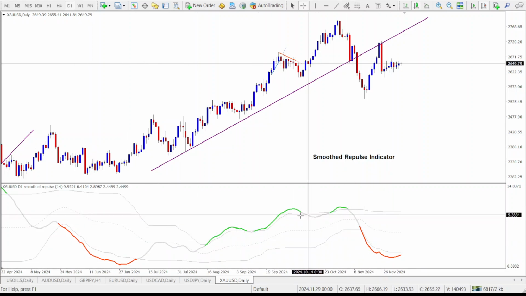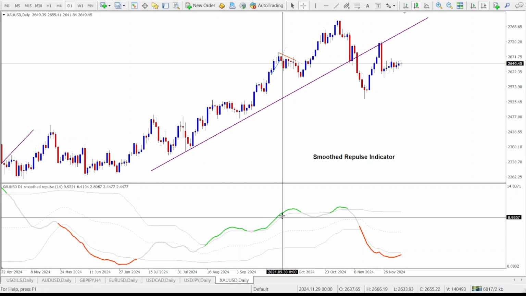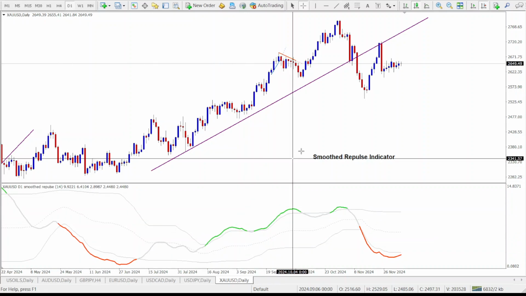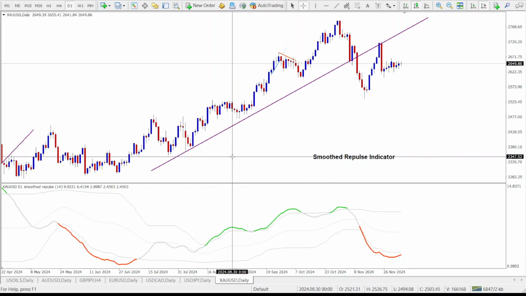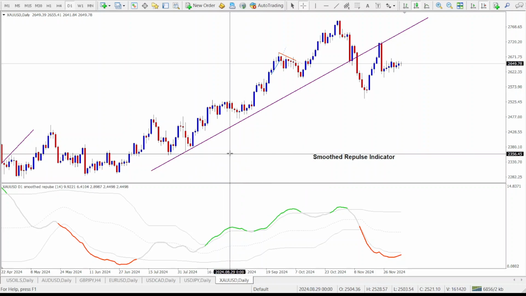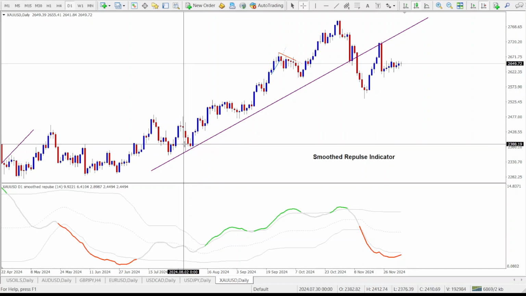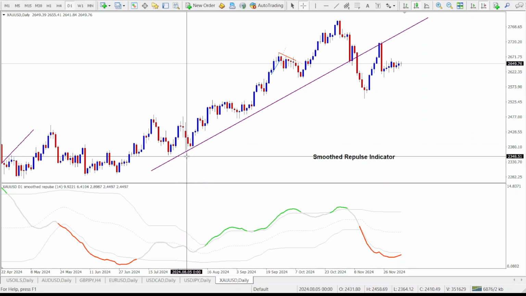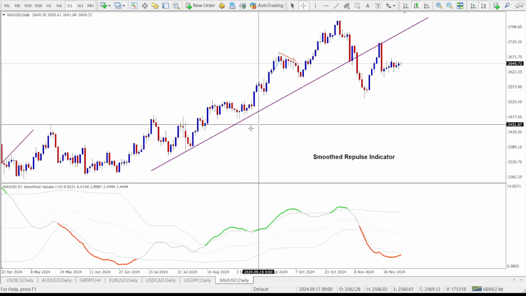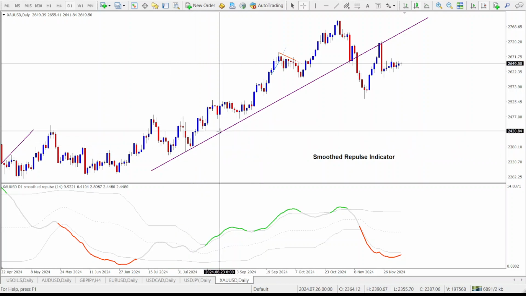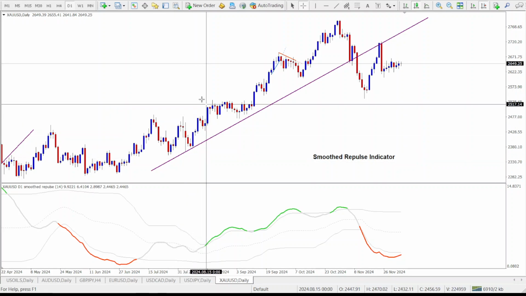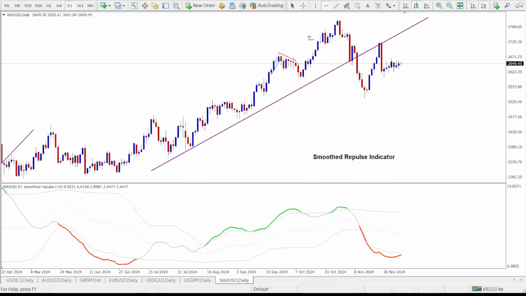Just use the colored line to get your preferred trading direction, and then look for precise entry points with price action. Okay, bullish candlestick patterns, bearish candlestick patterns, support and resistance zones, price bouncing off the trend line, horizontal support and resistance zones, and all of that. Right? So that is it for this video.